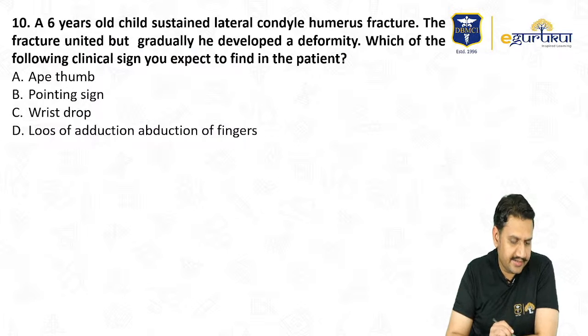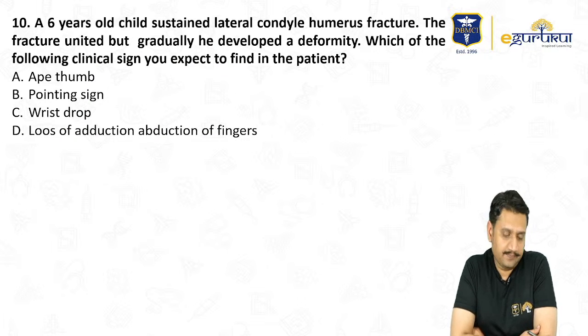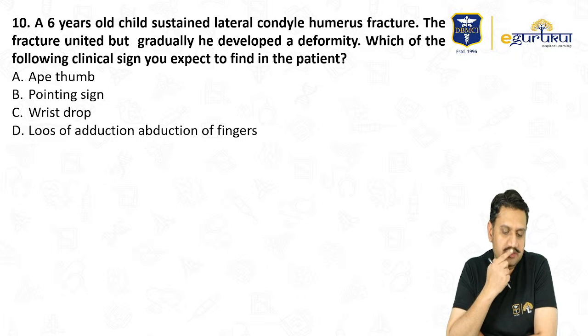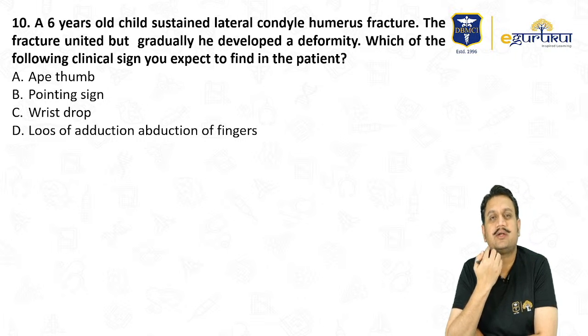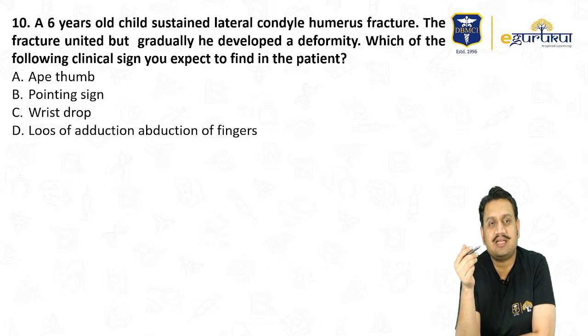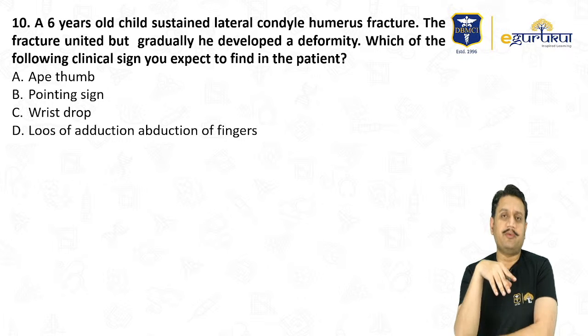Okay. Next one was a 6 year old child, a lateral condyle humerus fracture was given, and the fracture united, but gradually he developed a deformity. Which of the following signs do you expect to find in this patient? What do you suggest? A lateral condyle, usually you know it goes into non-union, but in case they are telling that it is already united, that's a fantastic thing. But we know the lateral condyle, if it has been managed conservatively or surgically, again has chances of getting into some deformity around the elbow area.